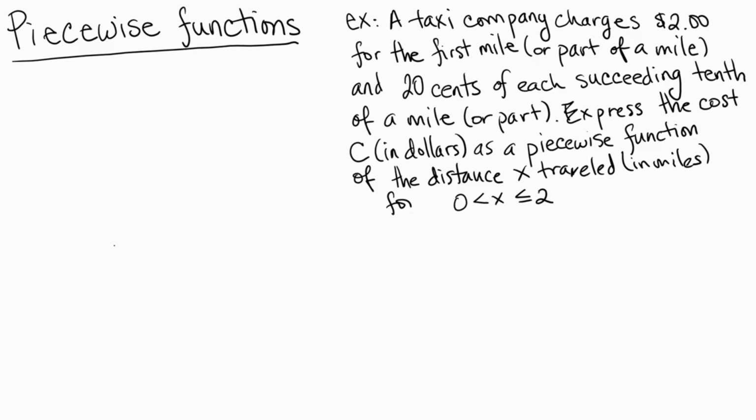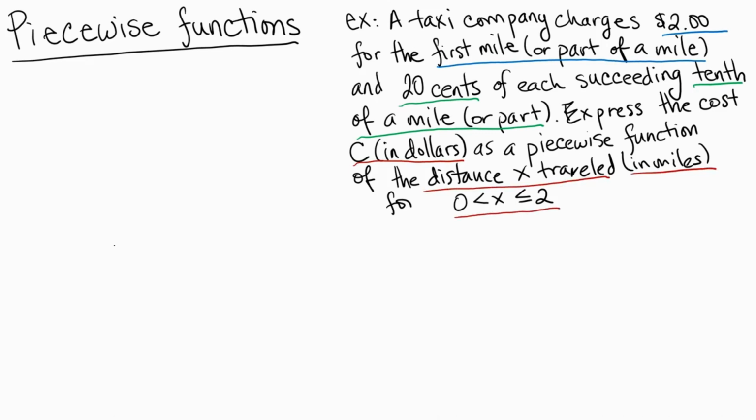We are going to work on a piecewise function that uses a word problem. So let's first read through this word problem. A taxi company charges $2 for the first mile or part of a mile, and 20 cents for each succeeding tenth of a mile or part. And then we want to express the cost, C, in dollars as a piecewise function of the distance x traveled in miles for the range of 0 to 2.